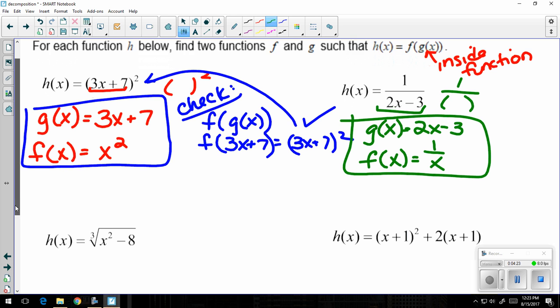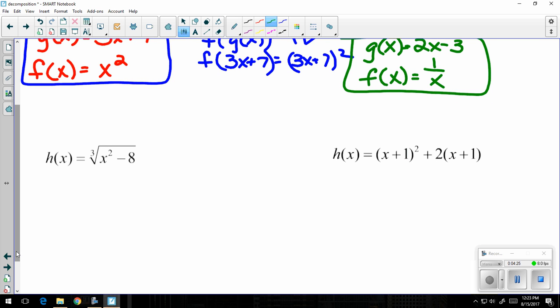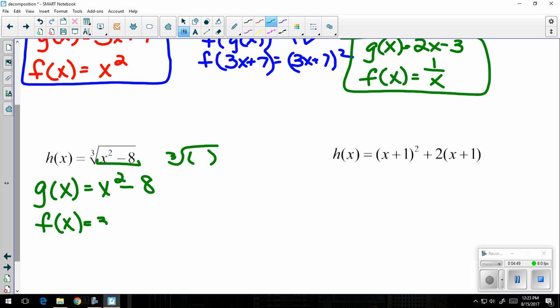Let's take a look at 2 more examples. H of x equals the cube root of x squared minus 8. So once again, here's one of my helpful hints. I'm going to make the inside piece my inside function. G of x is equal to x squared minus 8. What's left over? The cube root of a parentheses. So that's my outside function. F of x is equal to the cube root of x.